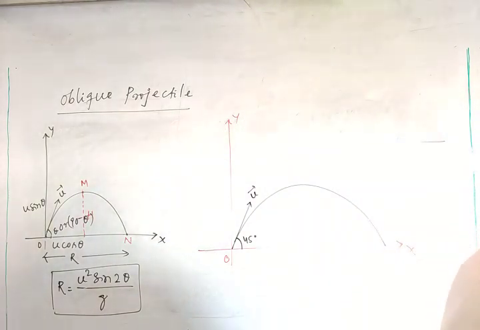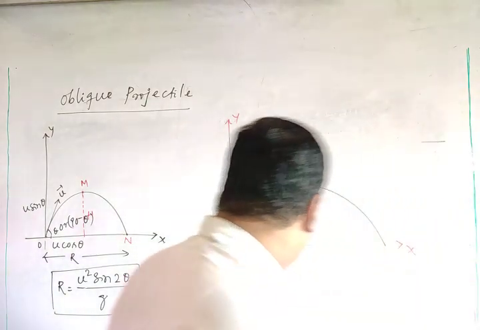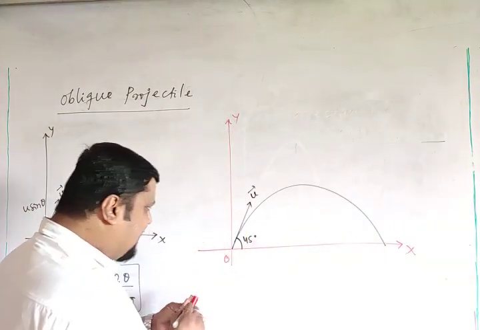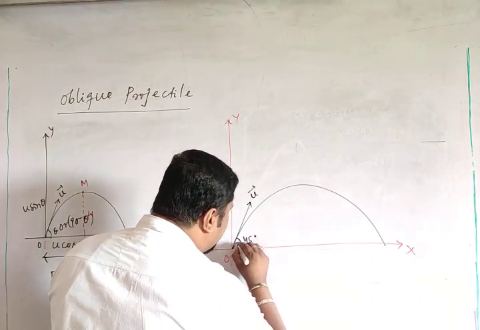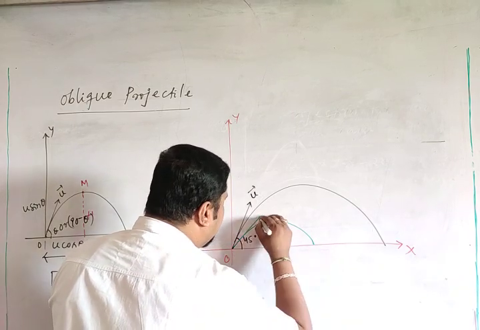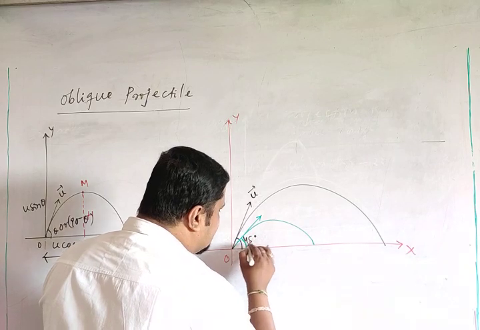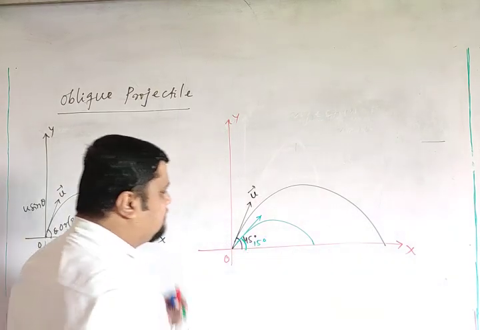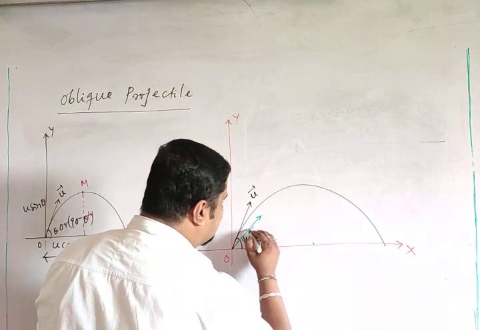And the other one: suppose a projectile is projected at an angle of 15 degrees. Below this one, let me show at an angle of 15 degrees. So obviously this will be the path. If it is 15 degrees, the range will be less. So this is the angle with which it is thrown. This angle is 15 degrees.